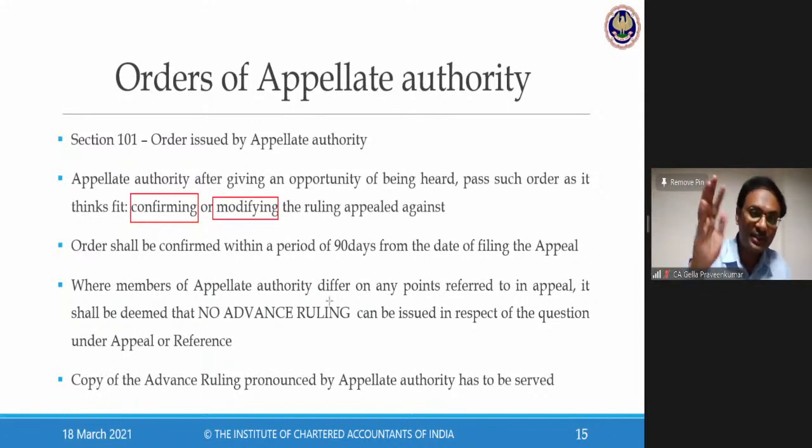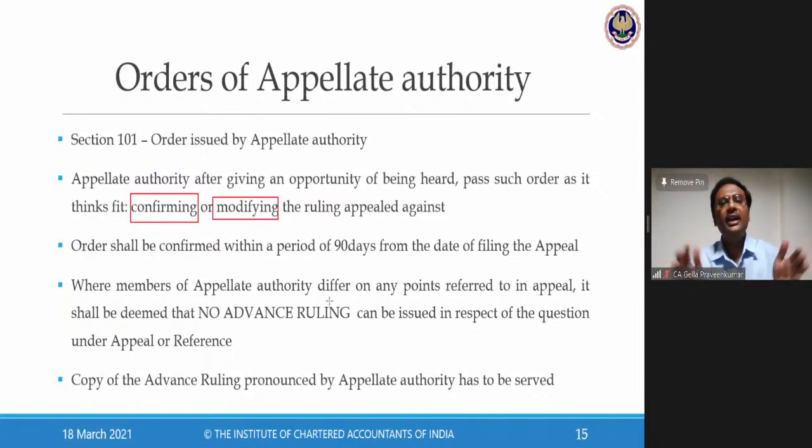Now, this positive advance ruling, we never saw. It is next to impossible in practicality. For examination purposes, please understand what they have been doing. Now, they say within a period of 90 days, like my advance ruling authority, even the appellate authority, within 90 days from the date of application, they have to give that particular order copy.